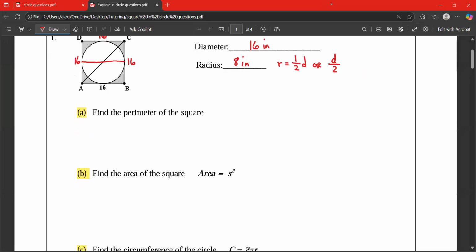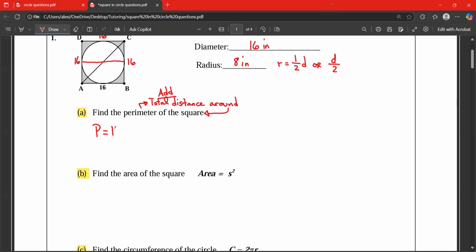So first, we find the perimeter of the square. Well, perimeter is the distance around the outside of the square. And how can I find the total distance? Keyword here is total, around the square. Well, I can do that by adding. So I can add all the sides together. So perimeter is equal to 16 plus 16 plus 16 plus 16.